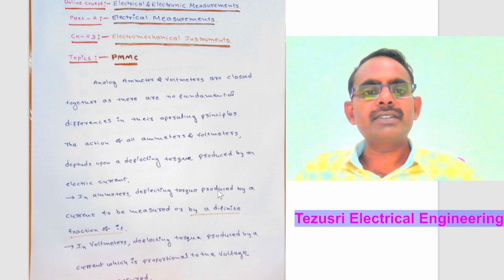There are no fundamental differences in the operating principles of an analog ammeter and voltmeter. The action of all ammeters and voltmeters depends on the deflecting torque produced by the electric current. In an ammeter, the deflecting torque is produced by a definite fraction of the current to be measured. In voltmeters, the deflecting torque is produced by a current which is proportional to the voltage to be measured.